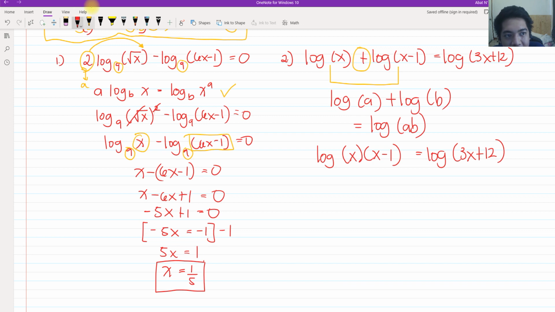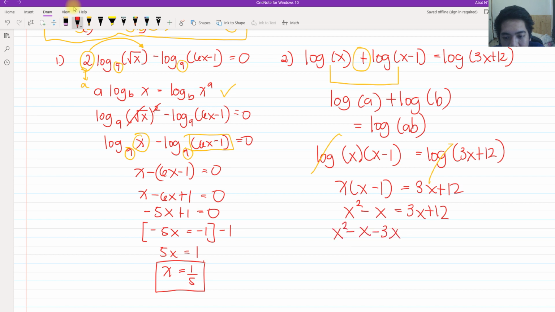Now, since they have the same base, which is 10, we can drop off the logarithm, and we simply have x times x minus 1 equals 3x plus 12, then solve for the values of x. x squared minus x equals 3x plus 12. Combining like terms in our left side of the equation, we have x squared minus x minus 3x minus 12 equals 0. So we have x squared minus 4x minus 12 equals 0.